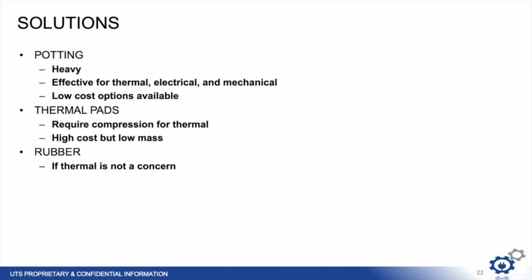Some solutions for these three design challenges can be thermally charged potting. Potting can be effective for both thermal and vibration, but be warned, it can be heavy. Thermal pads. Pads can be effective thermal paths, but these require compression to achieve their nameplate characteristics. Rubber pads. If thermal is not an issue, simple vibration isolation pads can be very effective, especially if you can decrease the current through the module, thus reducing your I-squared losses.